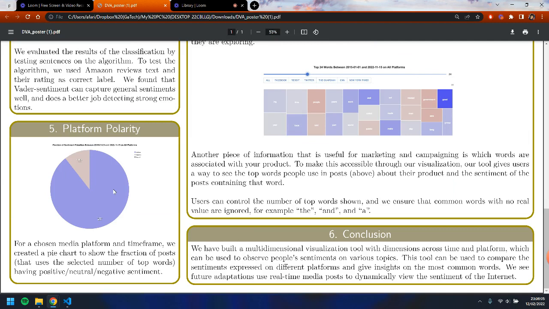In conclusion, we have built this multidimensional visualization tool that gives you the feeling, the general sentiment of the internet over a certain period of time, given a keyword. This tool can be used to compare sentiments expressed on different platforms and give insights on the most common words. We see future adaptations using real-time media posts to dynamically view the sentiment of the internet.